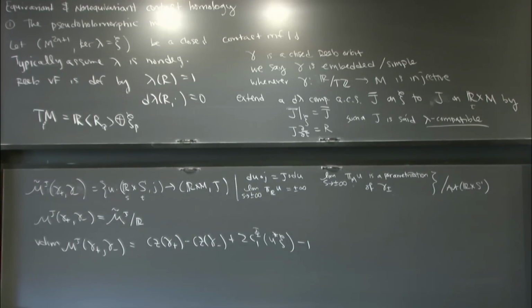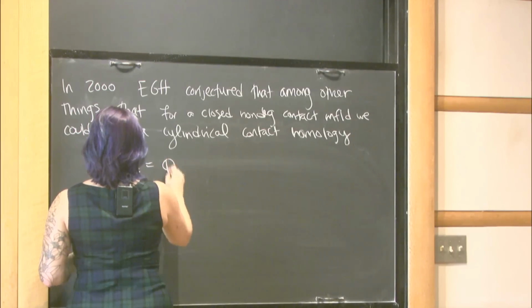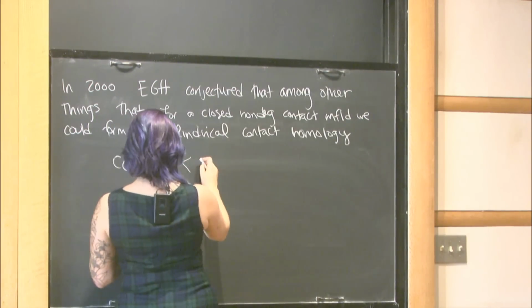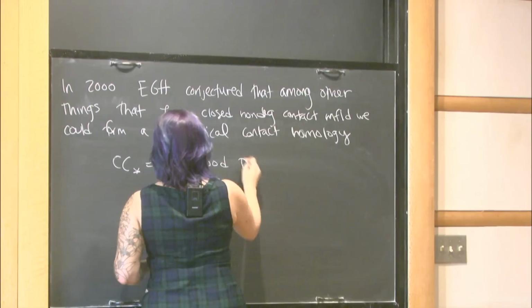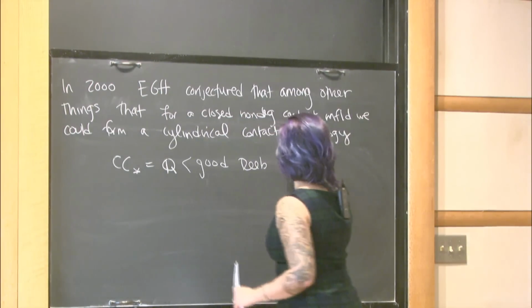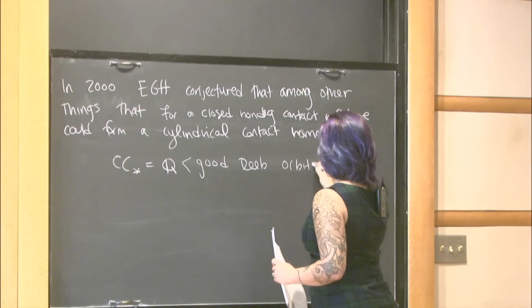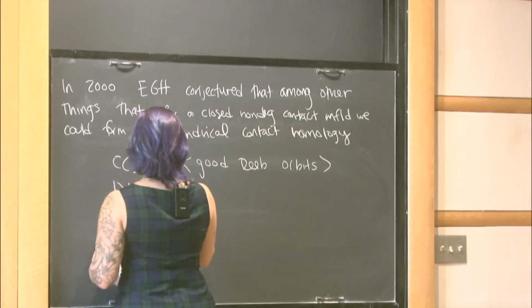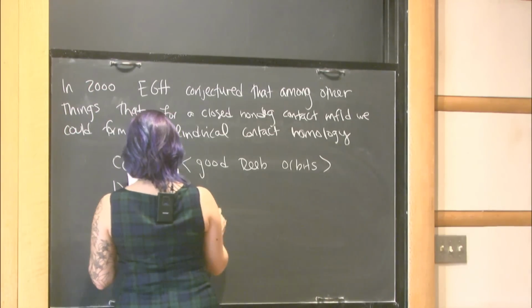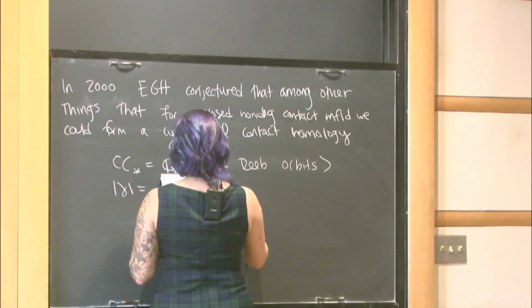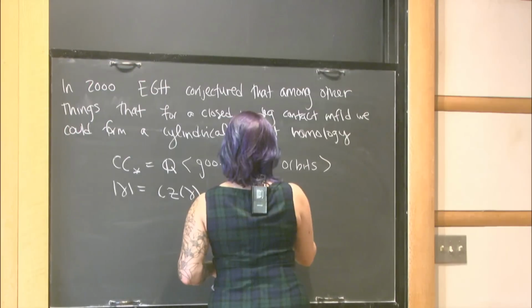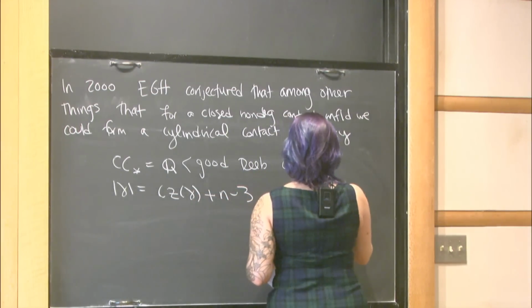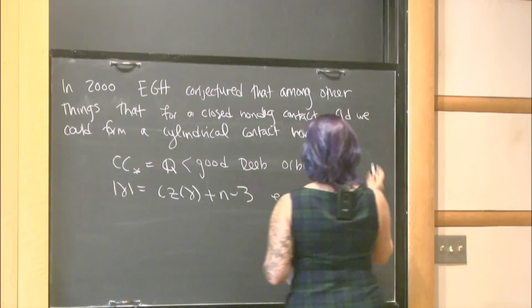Right, okay. So the chain complex is going to be generated as a vector space over Q by good Reeb orbits. I'll say what good Reeb orbits are in just a second. And then the grading is given by the Conley-Zehnder index of gamma plus n minus 3. So in dimension 3, the grading is the Conley-Zehnder index of gamma minus 1.